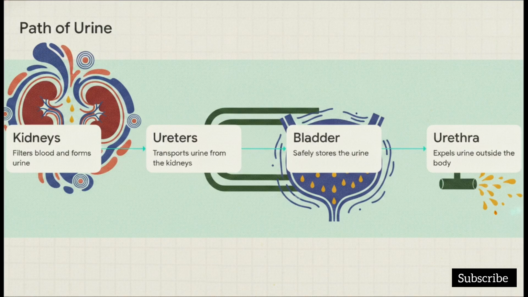Second, that urine travels down two distinct tubes called ureters, which just transport it away from the kidneys. Third, it sits in the urinary bladder, which safely stores it. And finally, step 4, it passes through the urethra, which is what actually expels it outside the body. Make sure you lock this exact sequence into your mind.